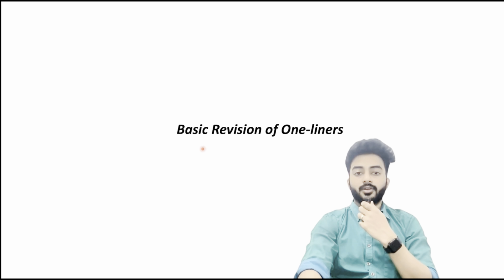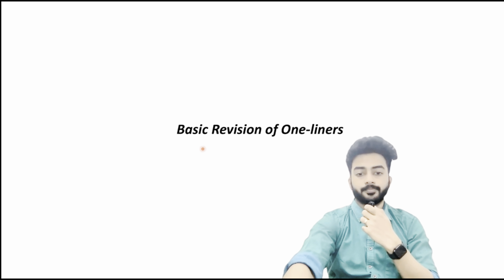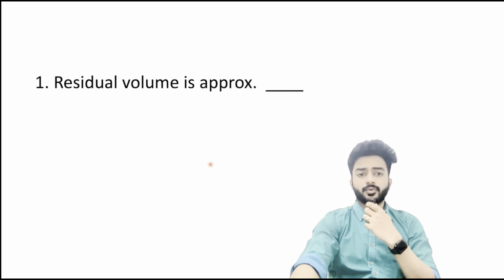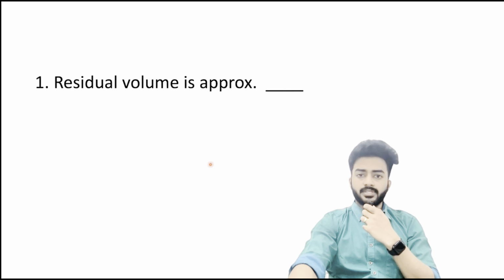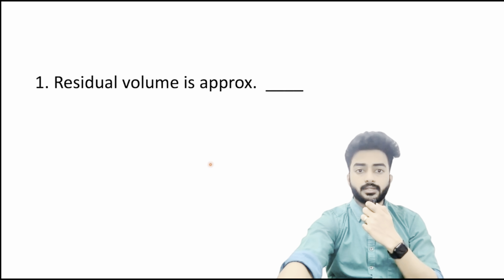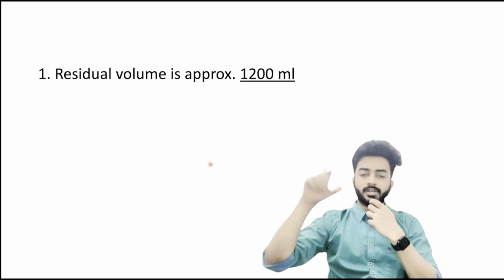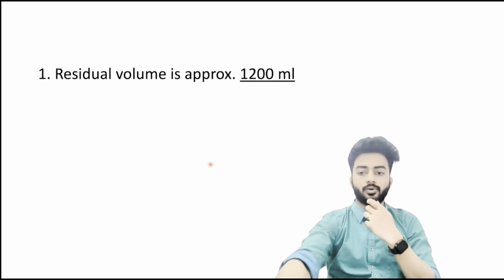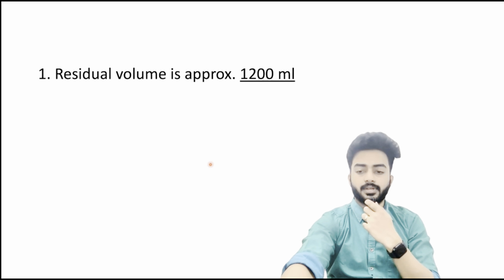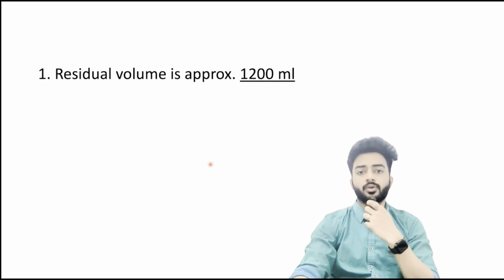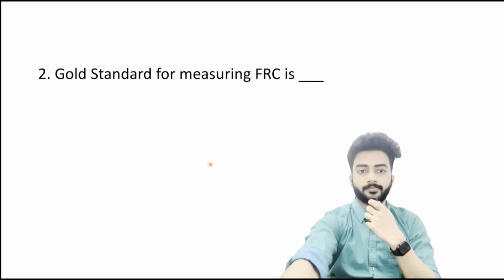Hey guys, so today we will be seeing this basic revision of one-liners from the respiratory chapter. First question, the residual volume is approximately how much? The answer is 1200 ml or 1.2 liters. You have to memorize that graph and each value: tidal volume, inspiratory volume, expiratory volume, FRC, everything you have to memorize. This question is often asked from the chart, that is residual volume is approximately 1200 ml.